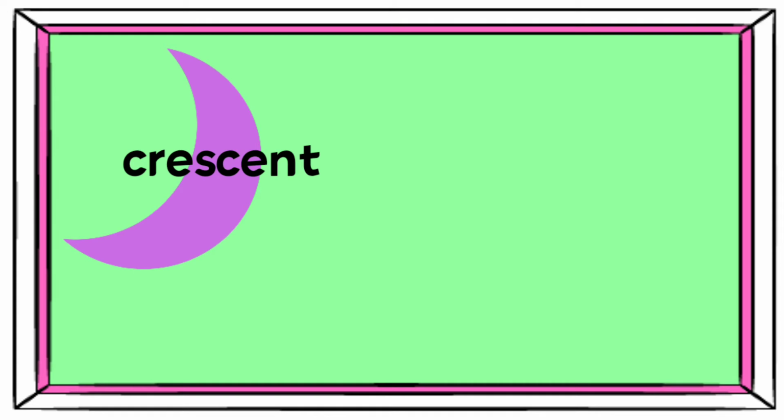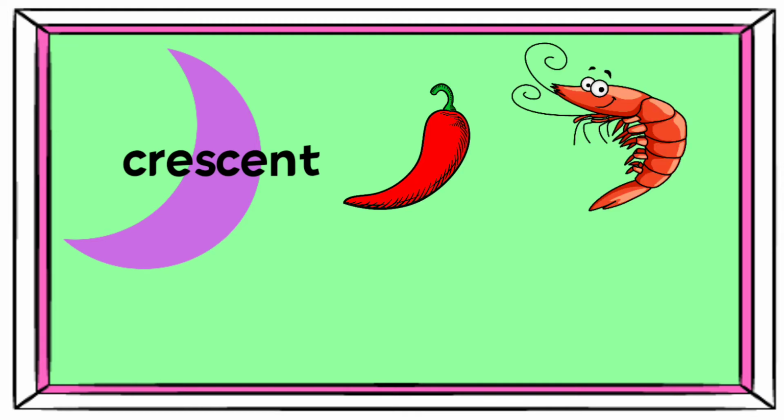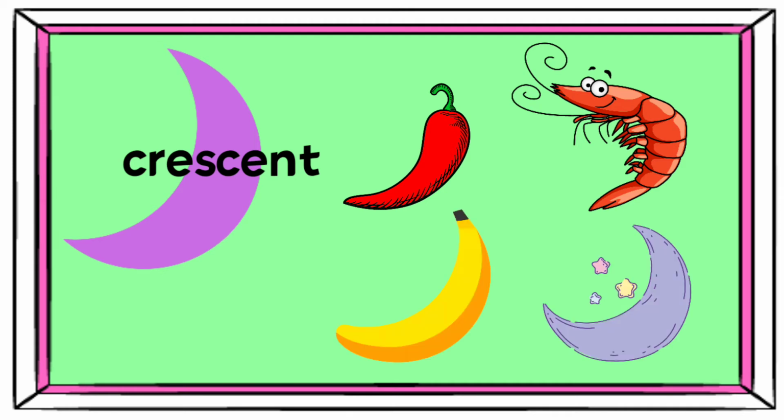Crescent. Examples of crescent: chili, shrimp, moon, banana, boomerang.